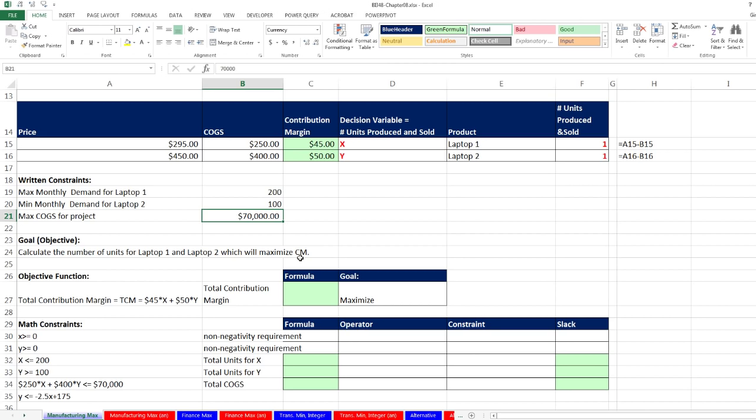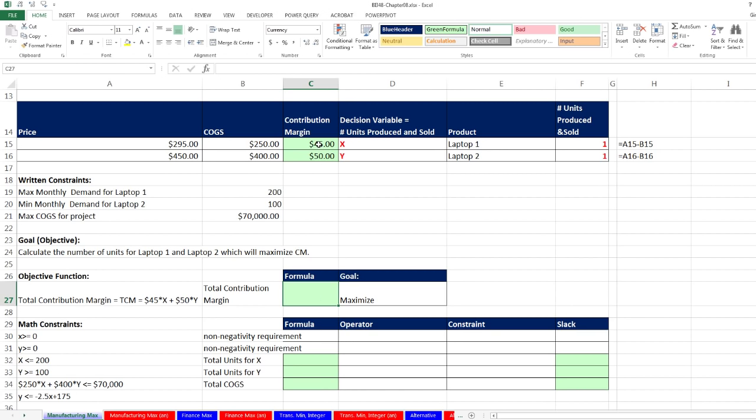Now, if we're going to maximize contribution margin, we need an objective function. Written out, total contribution margin equals 45 bucks times X. That just means there's the contribution margin times the number of units plus contribution margin for laptop 2 times the number of units. Now that's math, right? And we did that last video. But we need an Excel formula which we can point to using Solver and tell Solver maximize this formula.